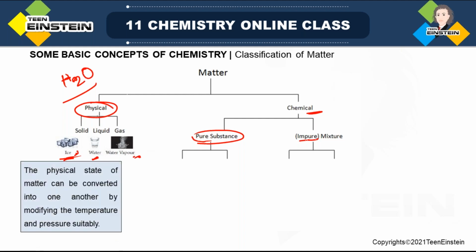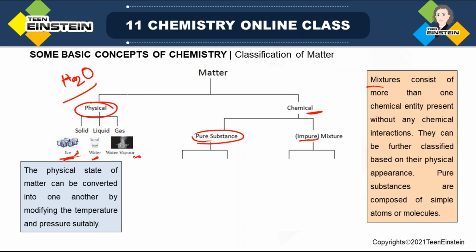So physical states of matter can be converted into one another if you change temperature or pressure accordingly. From ice, which is the solid form, if you increase temperature you will get water, then with a further increase in temperature you will get vapor. Similarly, if you move in the reverse direction from vapor to water to ice, you have to decrease the temperature.